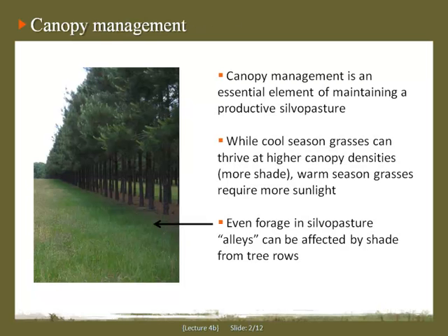Canopy management is an essential element of maintaining a productive silvopasture. While cool season grasses can thrive at higher canopy densities, i.e. more shade, warm season grasses require more sunlight. Even forage in silvopasture alleys can be affected by shade produced from the tree rows. Therefore, pruning and thinning play an important role in the production of high-quality forage.